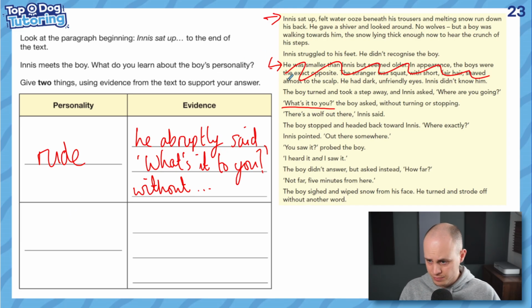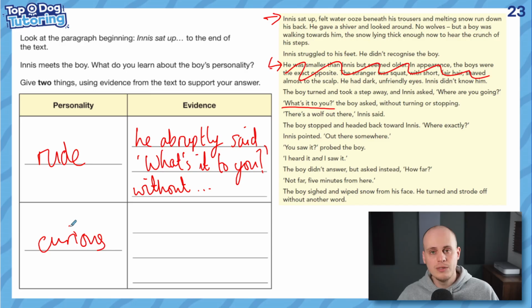Let's keep reading. "There's a wolf out there," Innes said. The boy stopped. "Where exactly?" I noticed he also said, "You saw it?" Question mark. "How far?" He asks a lot of questions, doesn't he, this boy? And what could we say about someone's personality if they ask a lot of questions? Well, you might be saying right now, "Oh, they're curious." That would be another really valid point. Curious.